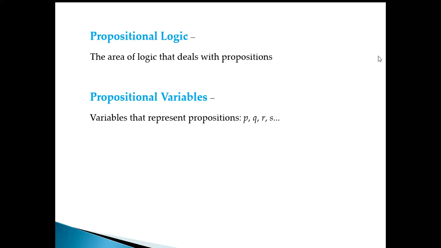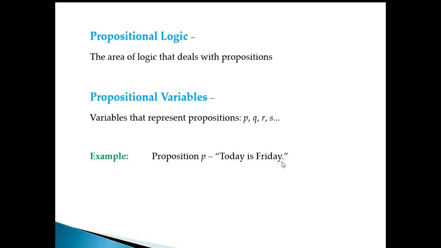So these are called the propositional variables. Suppose we have an example where we say that today is Friday. The sentence "today is Friday" is a proposition, so we can represent it by P. So our proposition P is that today is a Friday. Like that, we can name this variable P, that is, today is Friday.